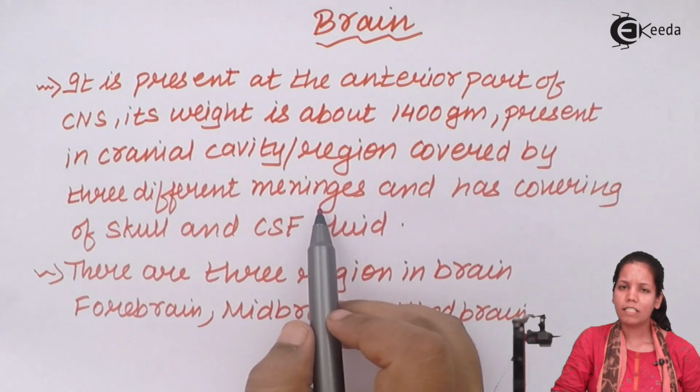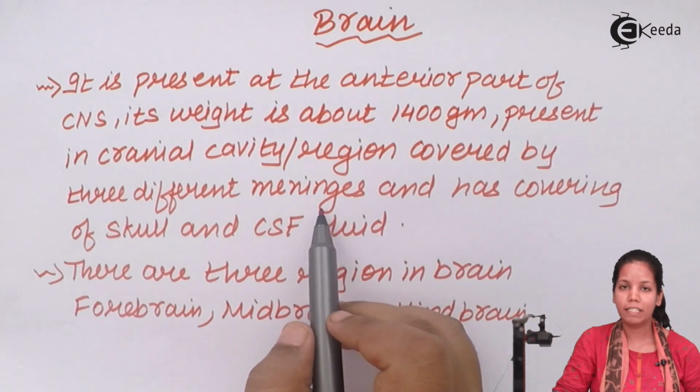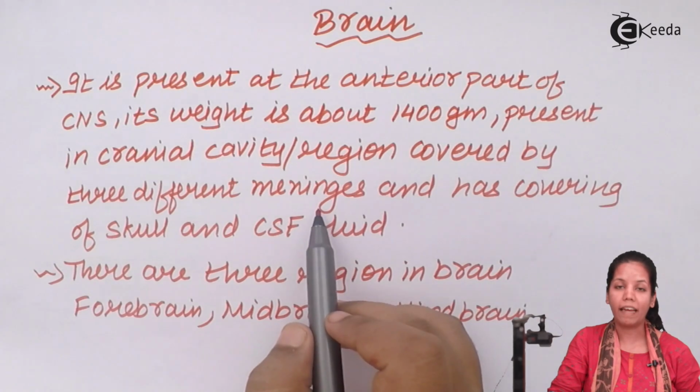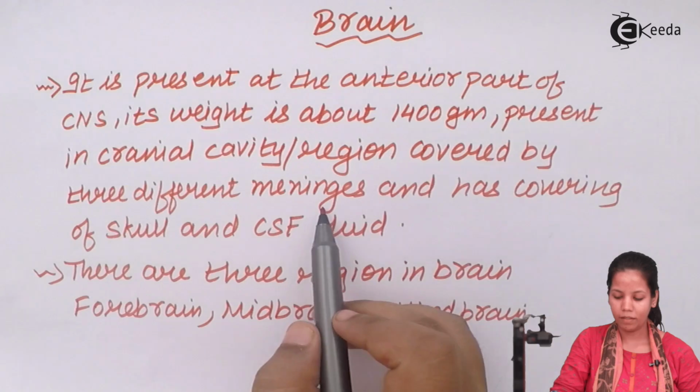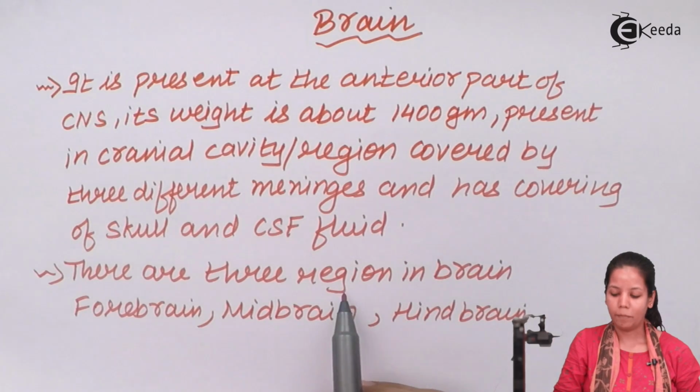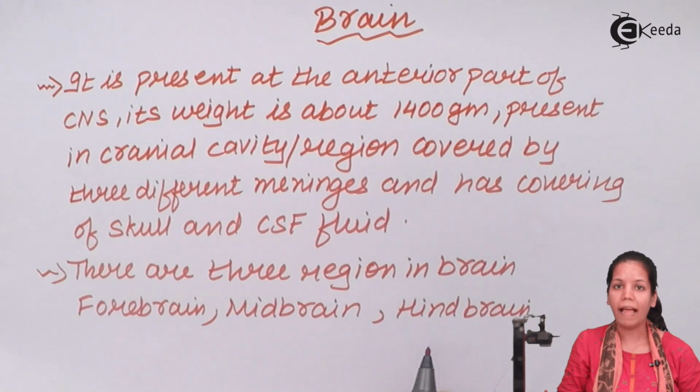Now, just below your skull and within the cerebrospinal fluid, there are three different meninges: the dura mater, arachnoid mater, and pia mater, which give protection or covering to the brain. There are three different regions of the brain: the forebrain, midbrain, and the hindbrain.